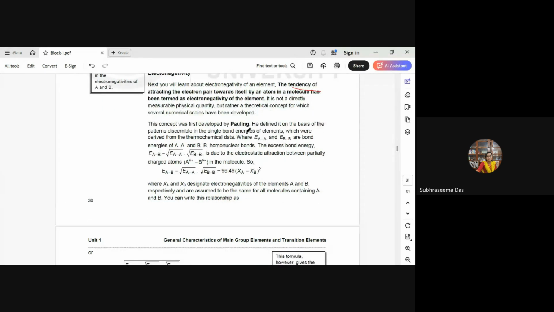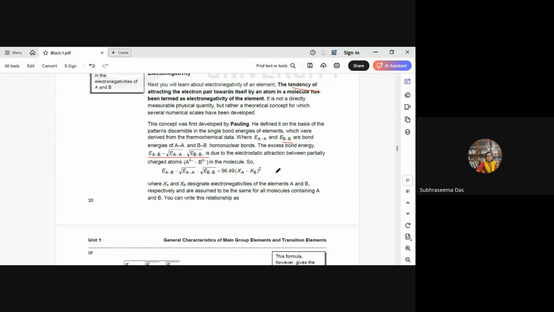This concept was first developed by Pauling. It was defined on the basis of patterns derived from thermochemical energy data. Here E_AA is the bond energy for the diatomic A2 molecule, and E_BB is the bond energy for the diatomic B2 molecule. The excess bond energy, given as E_AB minus the square root of E_AA times E_BB, is due to the electrostatic attraction between the partially charged atoms.